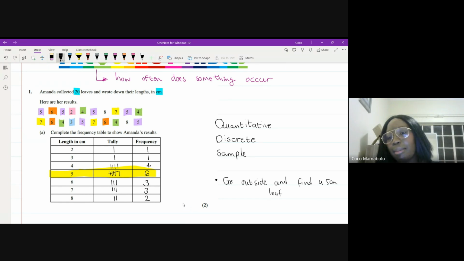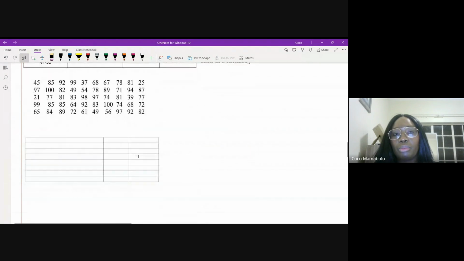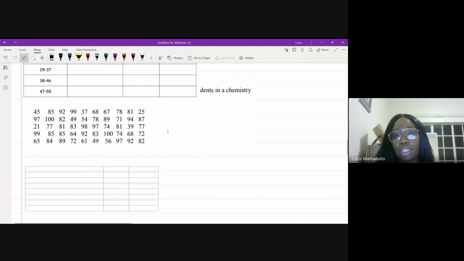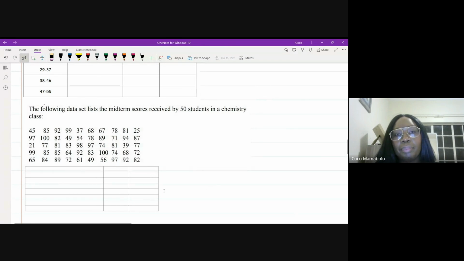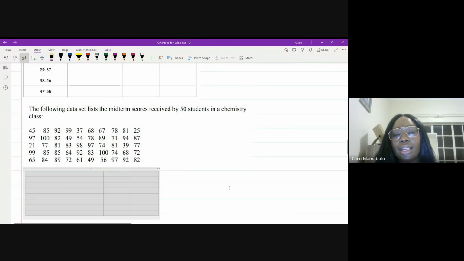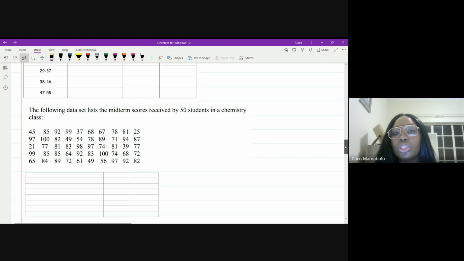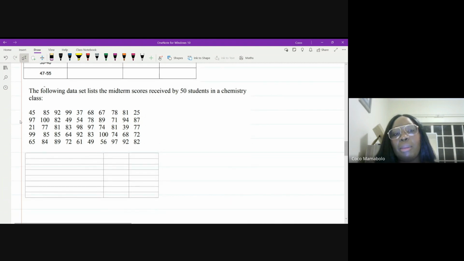Okay, let's look at something else. I want us to look at a different one. Okay, we're going to look at this information over here. Okay, I see what's happened. All right, it says here, the following data set lists the midterm scores received by 50 students in a chemistry class. Right, now, if we look at the difference, yes, and that's the thing, Abu, that's exactly what I wanted you to do, to come to that conclusion.